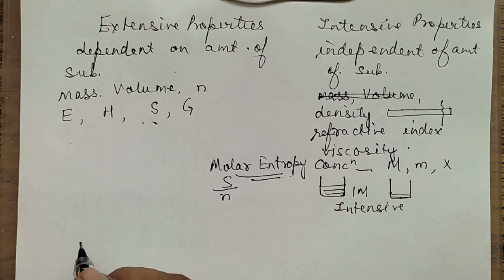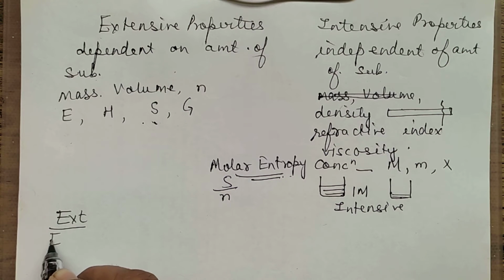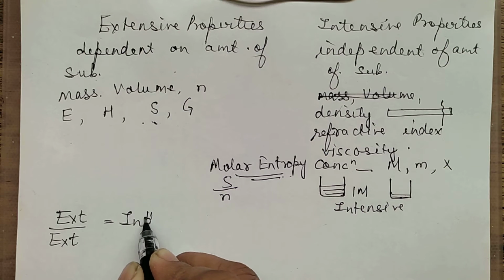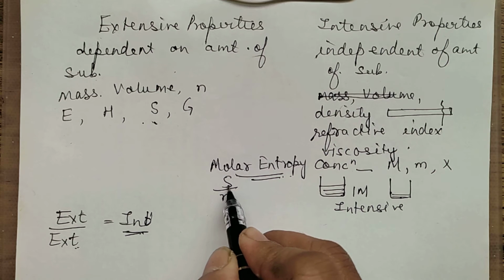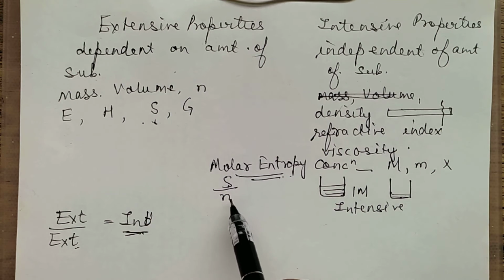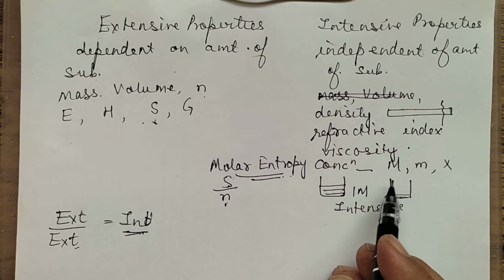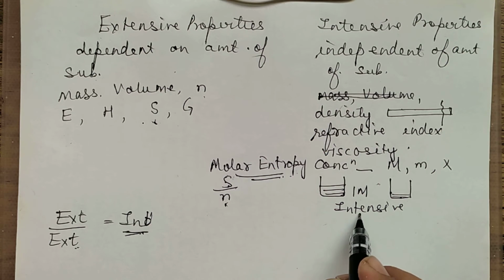This is very interesting here. Just see, extensive upon extensive, that is always an intensive property. That means the ratio of two extensive properties is an intensive property. Entropy was an extensive property. Number of moles was also extensive, but the ratio becomes an intensive property. This is one example I've given you. Molar entropy is an intensive property.